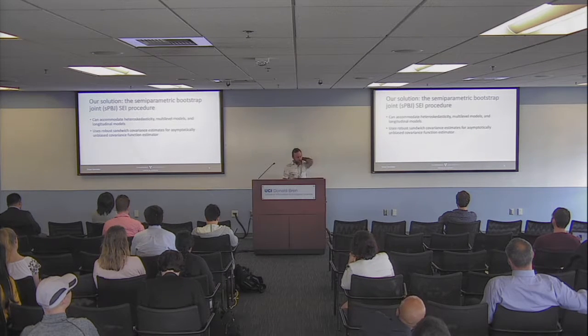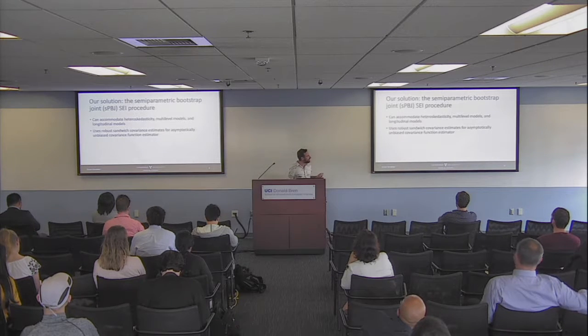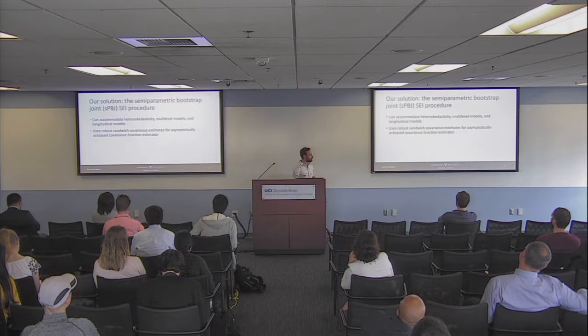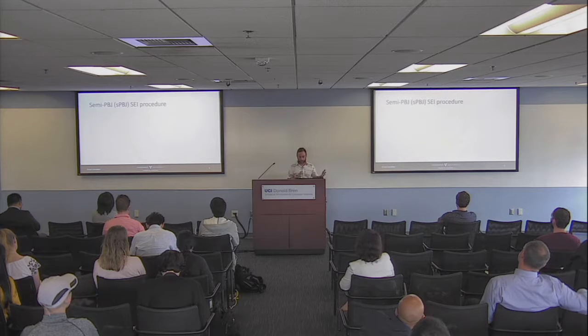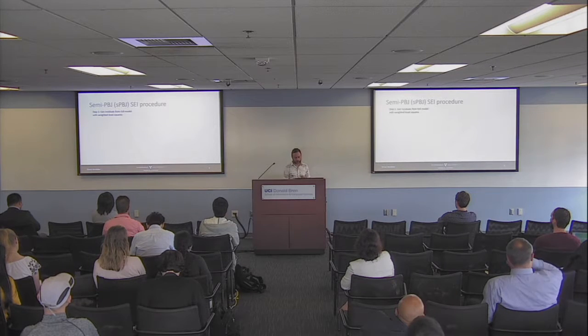So our solution to this problem is a semi-parametric bootstrap joint spatial extent inference procedure. It can accommodate heteroscedasticity, multi-level models, and eventually longitudinal models. We use a Huber-White style robust covariance estimate to estimate the spatial correlation in the image. And so I'll describe how the procedure works now.